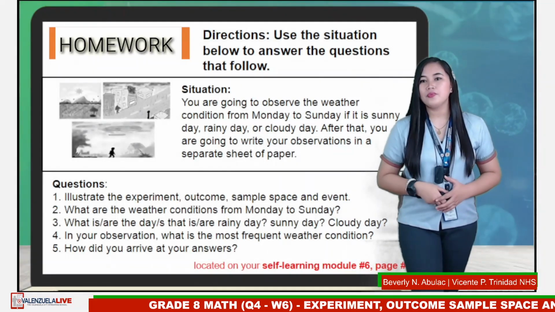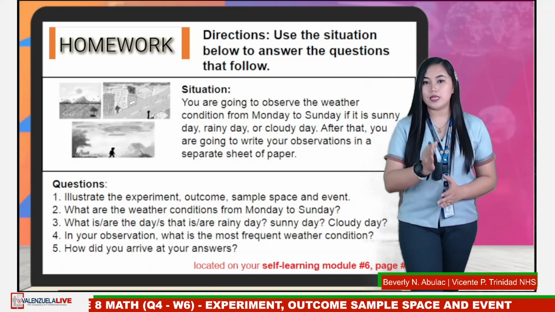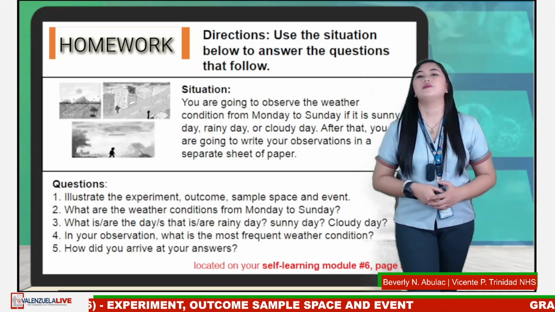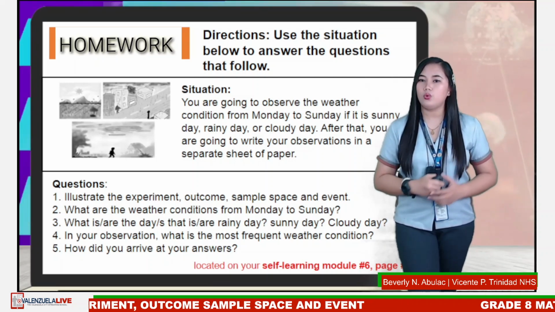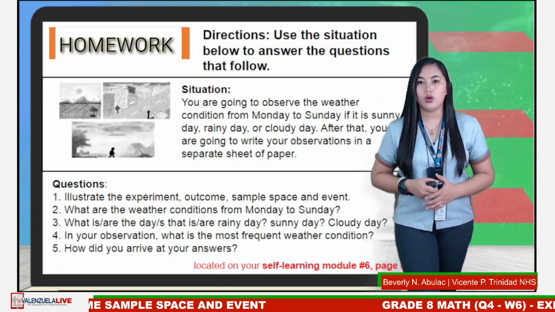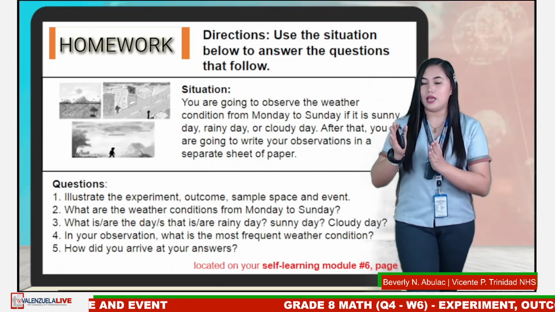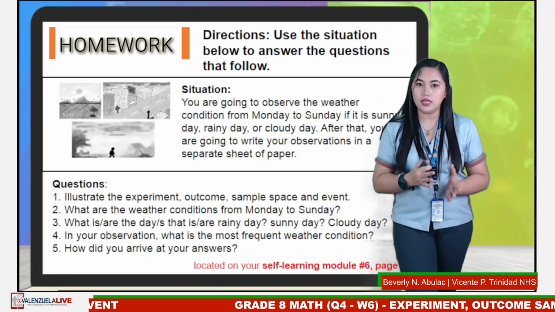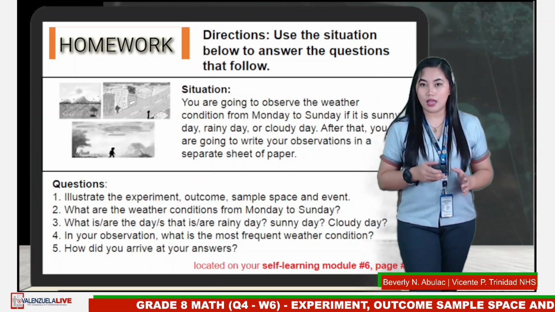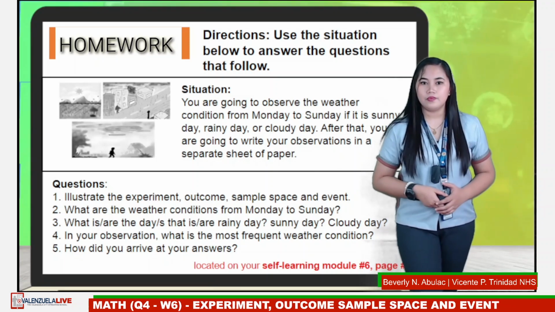For your homework, you can take a screenshot of this. It is located in your self-learning module number 6, page number 9. Directions: Use the situation below to answer the questions that follow. You're going to observe the weather condition from Monday to Sunday, whether it is a sunny day, a rainy day, or a cloudy day. After that, write your observations on a separate sheet of paper. Then answer the following questions.